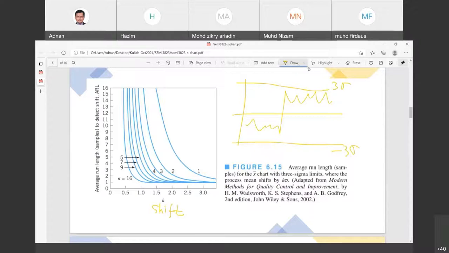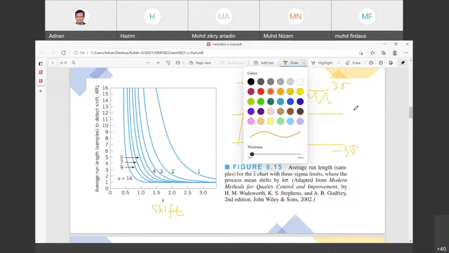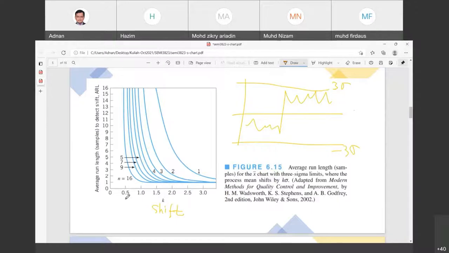So we want to know how quick the control chart is to detect when there is a shift. There might be a shift of 0.5, 1, 1.5, 2, 2.5, 3. A shift of 3 means that it is immediately out, so your control chart should be able to detect this. If there is a shift of 1, meaning that this process shifted to this point, what we want to see is how quick the ARL is to detect the shift. The faster it can detect, the better the control chart.